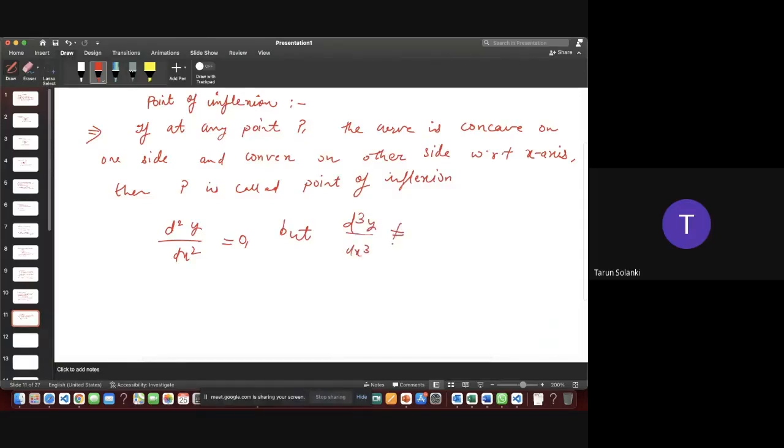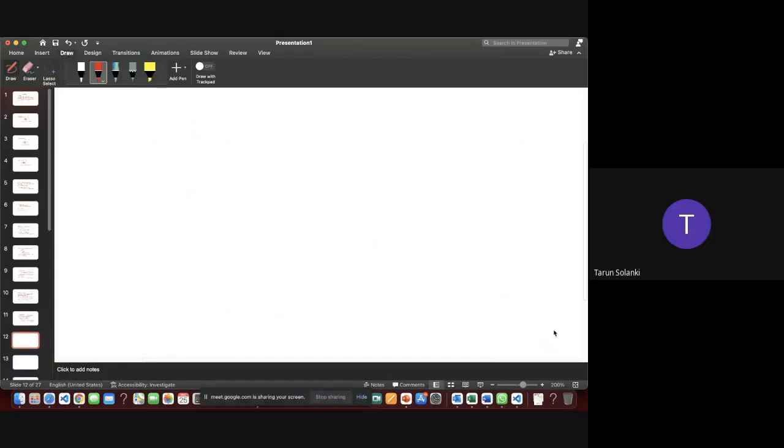dx cube is not equal to 0. Also, point P is an inflection. That means f double dash x is equal to f triple dash x is equal to f of n minus 1 of x is equal to 0, and f of n of x is not equal to 0 for odd n. Okay, let's look at one example first, then we will copy.